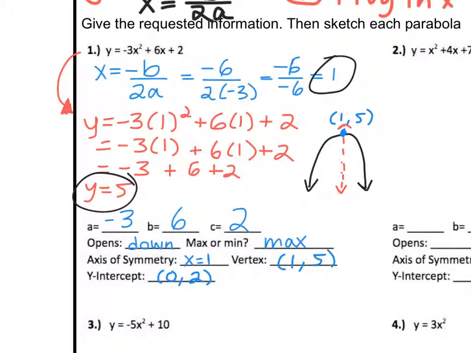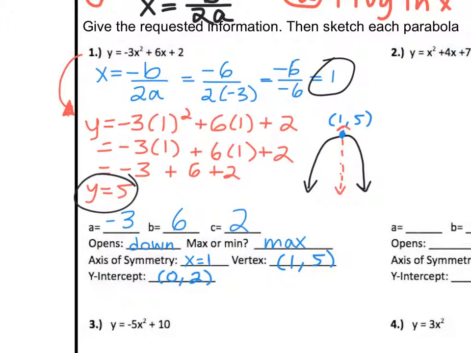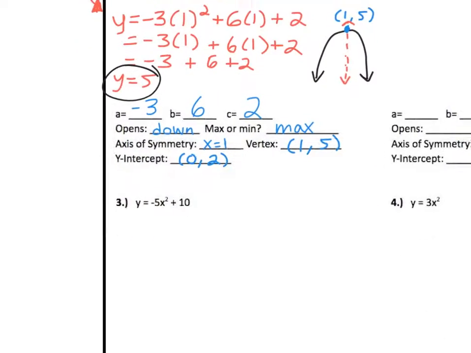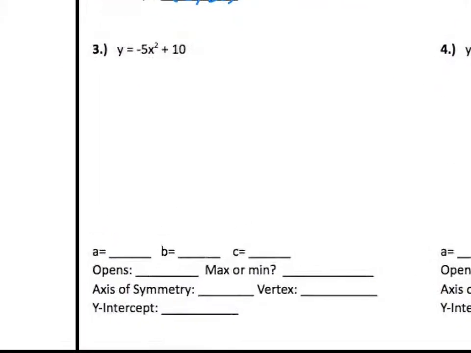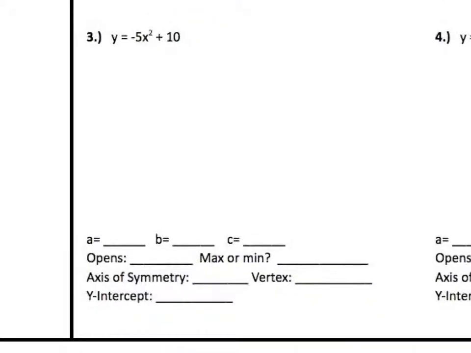We're going to do one more together. We're going to do number 3, actually. So the one right below it. Number 3, negative 5x squared plus 10. It only has 2 terms, so it's missing something. What's A? Negative 5. What is B? 0. B is what's in front of x. And there is nothing. What's C? 10.